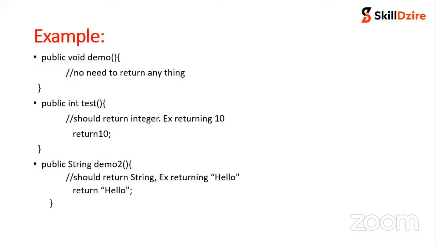Next example, public int test. This is another method. Public is again the access modifier, int is the return type, test is the method name, and it also doesn't have any parameters, so it is also a non-parameterized method.